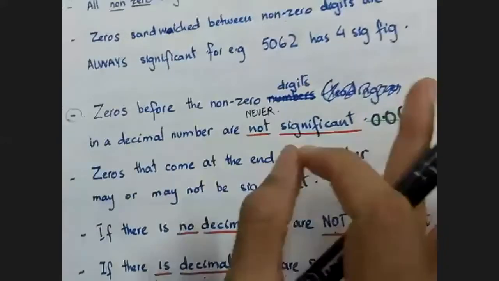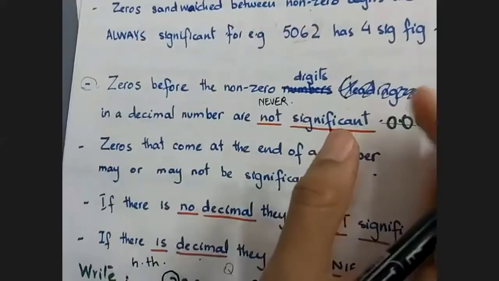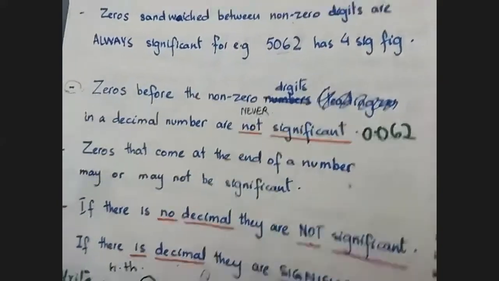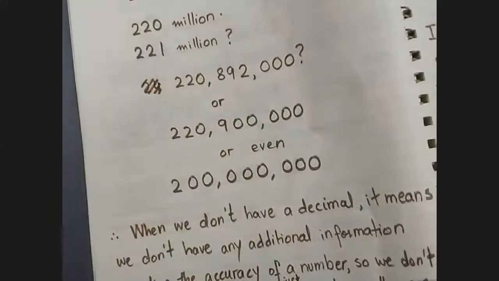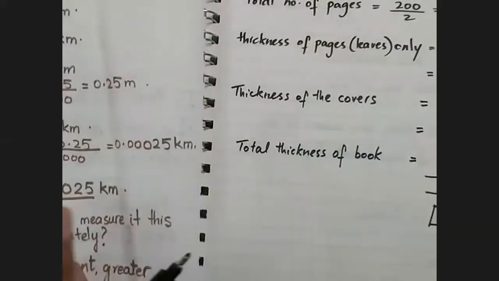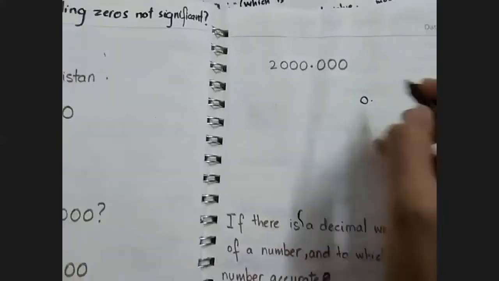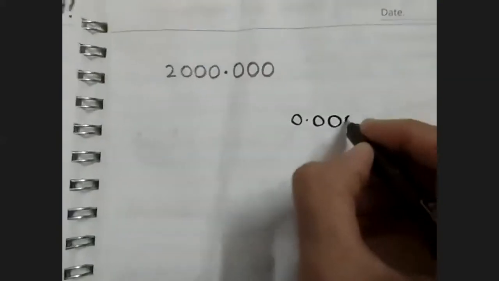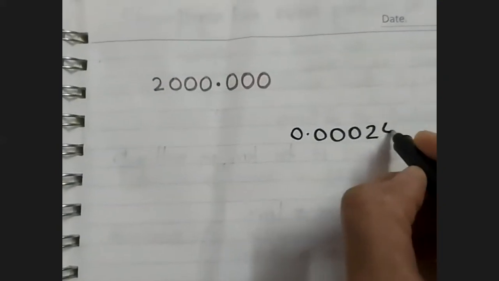I find the leading zeros the most confusing. Leading zeros, trailing zeros, we talked about the trailing zeros, but we did not talk about the leading zeros. Okay, let me, for example, take 0.00024.